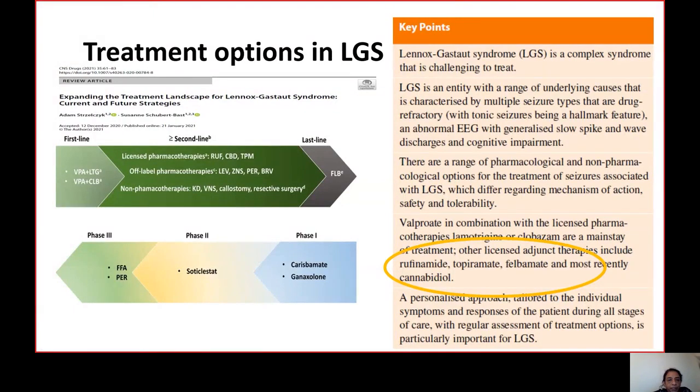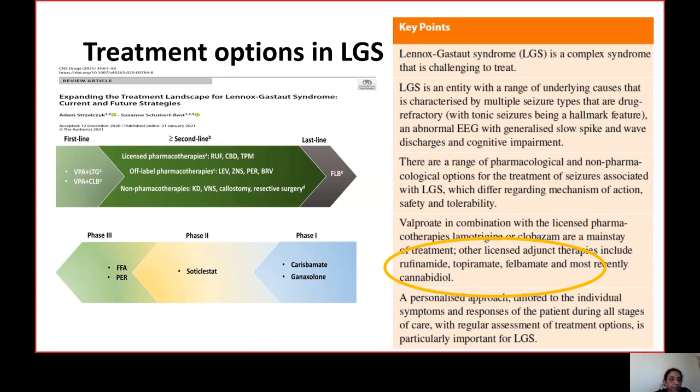In January 2021, they published a paper on treatment options in Lennox-Gastaut syndrome. We know that it's a very intractable seizure disorder. The first-line drug that has been used is valproate. It's not monotherapy all the time. It has been polytherapy: valproate and clobazam, valproate and lamotrigine.